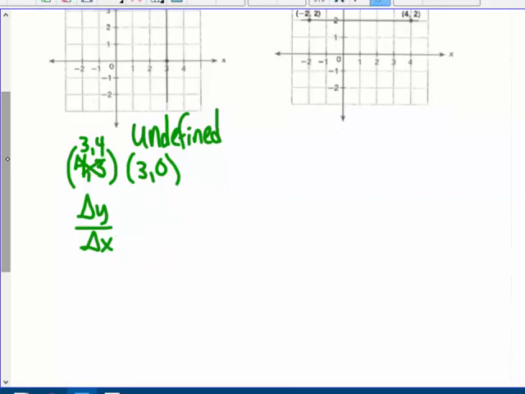See, we all make mistakes. So my y values, 4 minus 0, let's start over there. And my x values, 3 minus 3, I'm going to get a 0 here, and 4 minus 0 is 4. Can't do that, undefined.